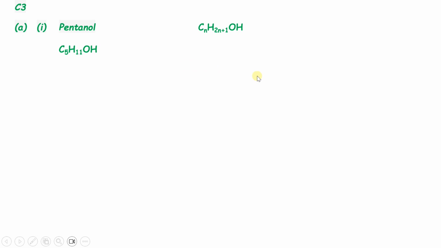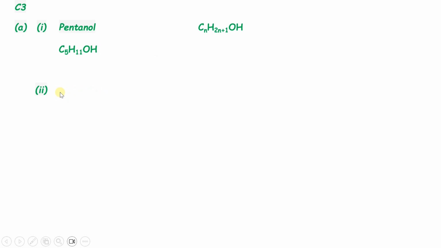How do we get it? We get it this way, because if carbon here is 5, we put 5 here, then where there's N we also put 5 two times, that is 10, plus this one 5. So this is pentanol, this is the formula. Using this, that's how we arrive at that.